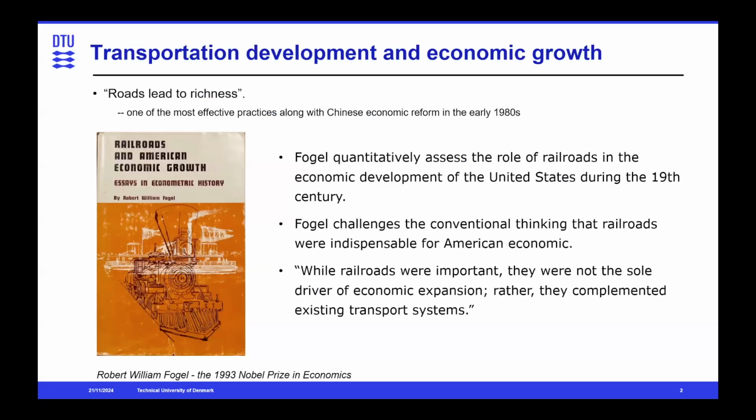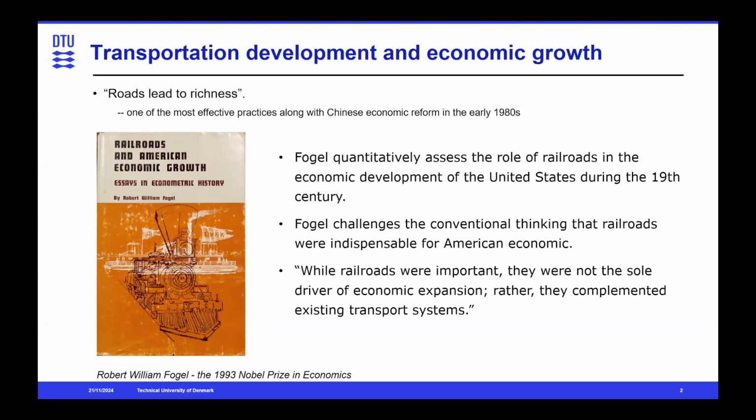We all know that there is a Chinese saying that roads lead to richness. This is one of the most effective practices along with Chinese economic reform in the early 1980s, and it actually promoted economic growth very well in those days in China.